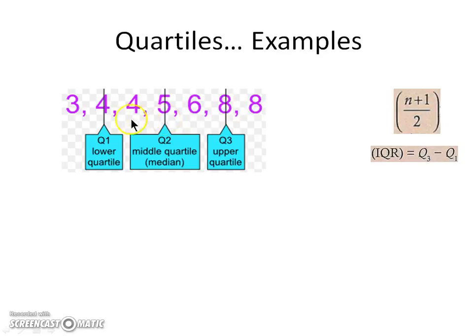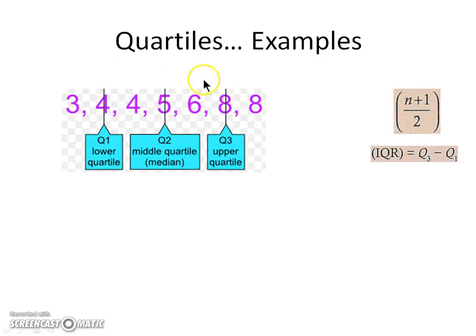So to find Q1, I'm going to find the median of my lower half. My lower half consists of 3, 4, and 4. And the Q1 is the median of the lower half. So this 4 right here, that is my Q1.